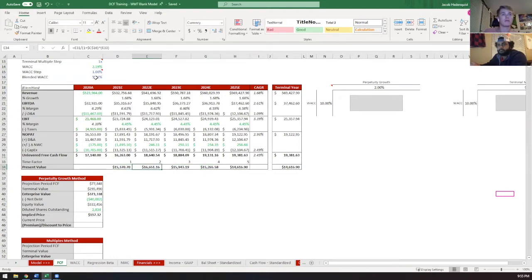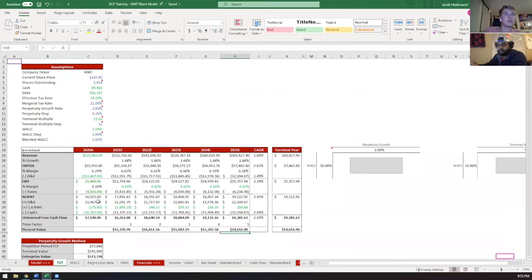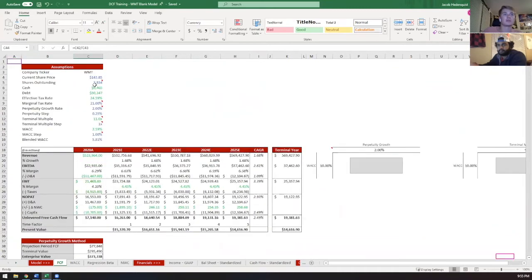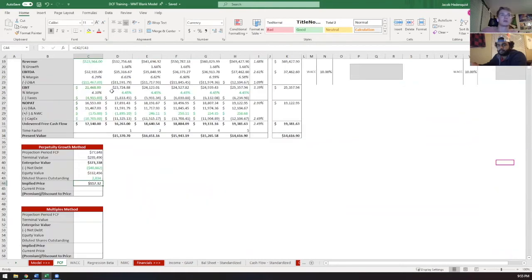Control R, and look at that. So now we have our new present value of cash flows. These are all discounted using our blended WACC. And because we did the absolute cell reference, it let us drag over smoothly. Cool. So now you can see that our implied price is about $117.32, which is still a bit lower than our current share price. But it's a lot more realistic than we had before with the 900.